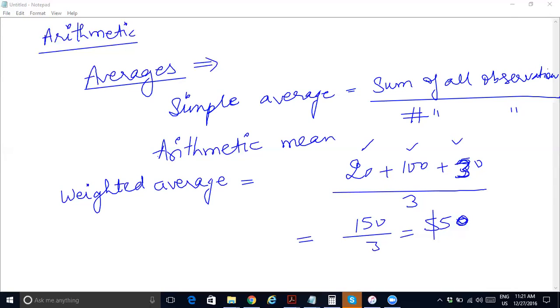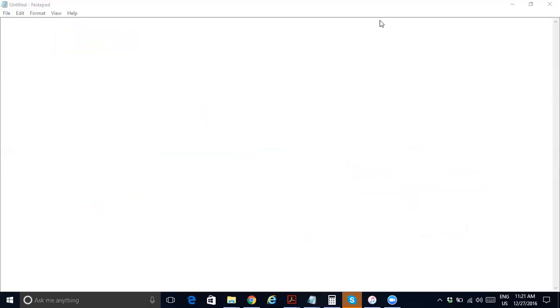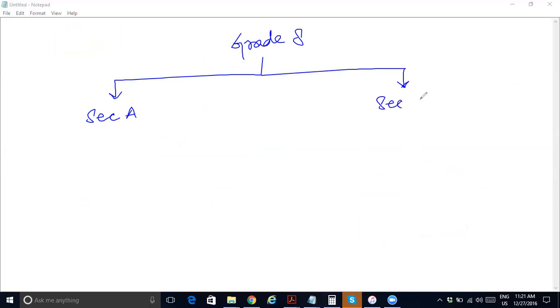When it comes to weighted average, let's take an example. In grade 8, there are two sections, section A and section B. Average height of students in section A is 150 centimeters. And average height of students in section B is 180 centimeters. Now, what is the overall average height of students in grade 8?